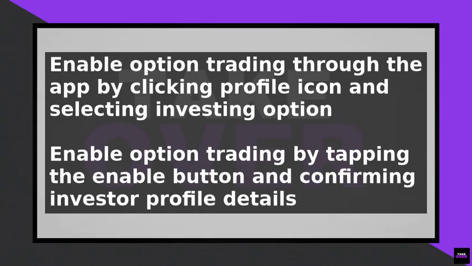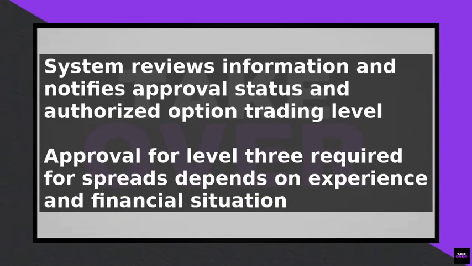From this menu, click on the investing option and scroll down to the option trading section, where you can enable this feature by tapping on the Enable Option Trading button and confirming your investor profile details. After completing these steps, the system will review your information and notify you of your approval status and the level of option trading you are authorized for.